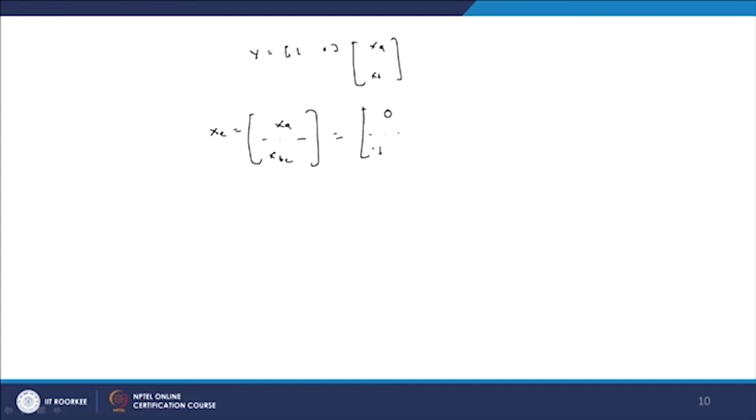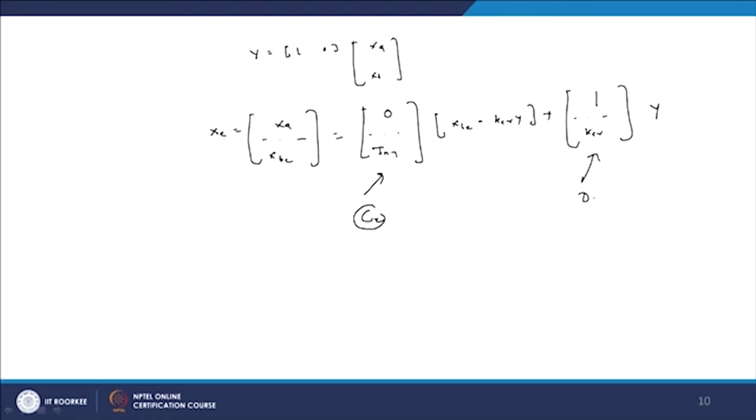[0 I n minus 1], here XBE minus KER Y plus 1 by KER into Y. Here this part is represented by CE, and this part is represented by DE, and therefore we have this XC can be written as CE into TE and here DE into Y.